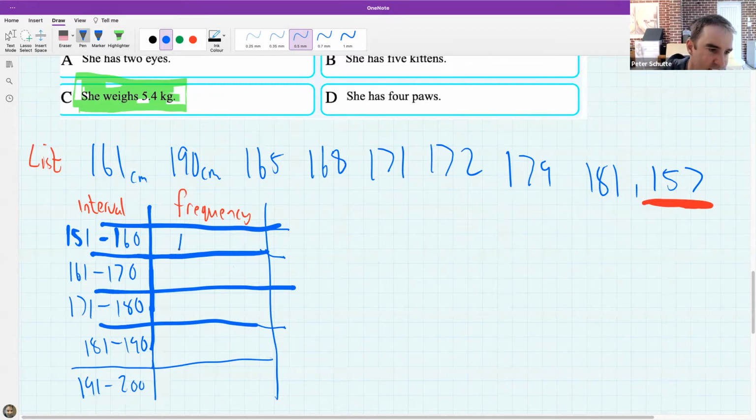Okay, that was easy. There is just one item. It's down here. How many items are there in the next interval? So 161, what would get into that interval would be this one, this one, this one. And so it would be 3. Yeah. And how many items would be in the next interval?